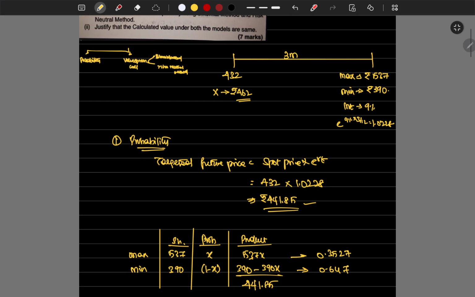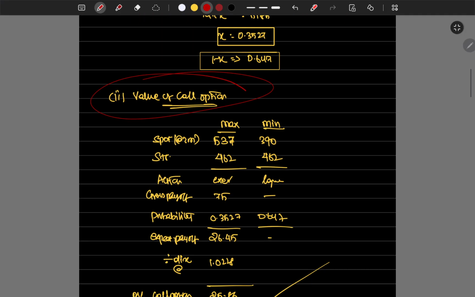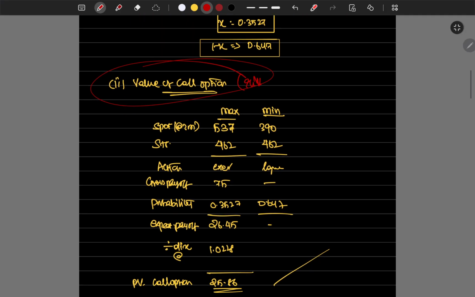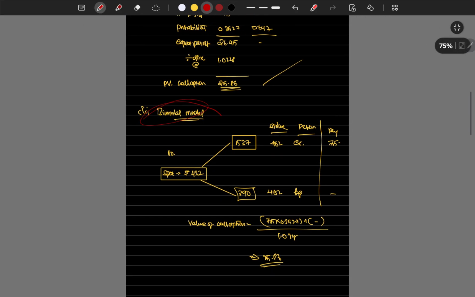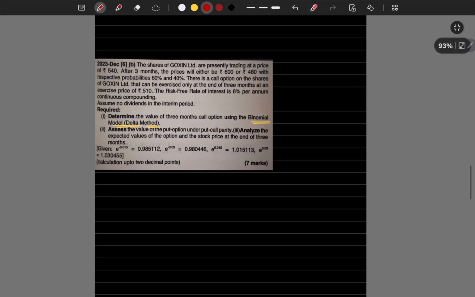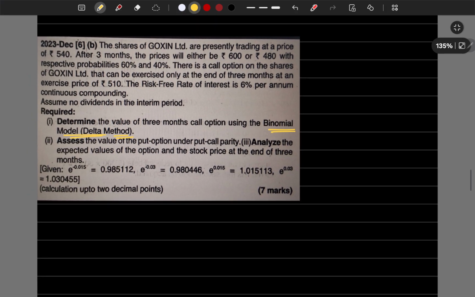Simple. First thing we have to find out is the probability, and then we go to the value of call options under the risk neutral model and the binomial model. In both approaches, the value of the option will come out the same. The next model deals with the delta model, binomial with delta.